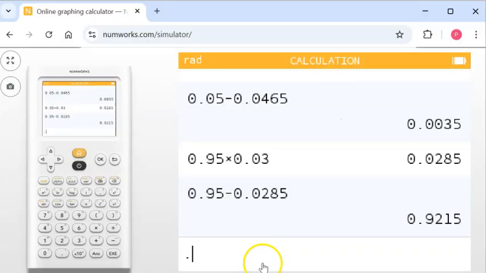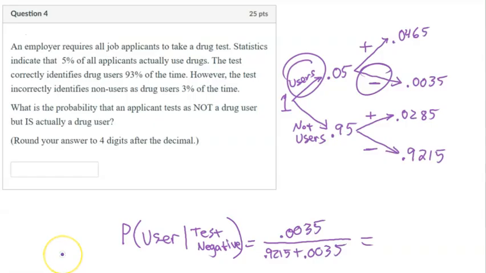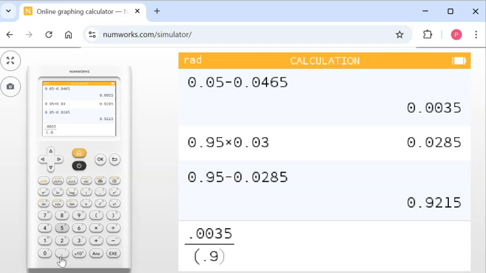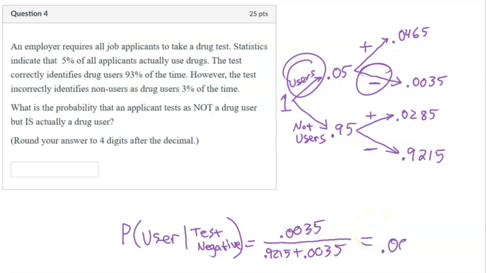We're going to do 0.0035 divided by parenthesis 0.9215 plus 0.0035. Okay, and then hit execute, and we get 0.00378. This 8 is going to turn that 7 into an 8, so the answer is 0.0038. And sure enough, it says round your answer to 4 digits, so 0.0038. Okay.